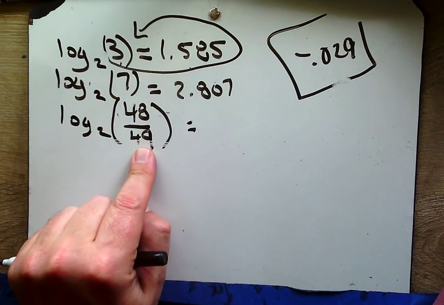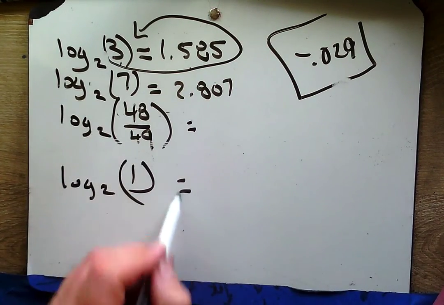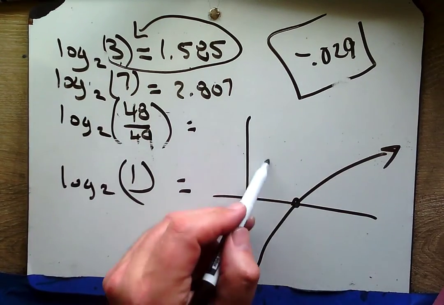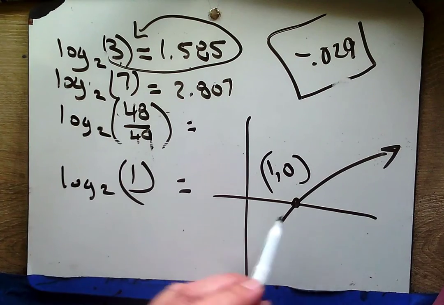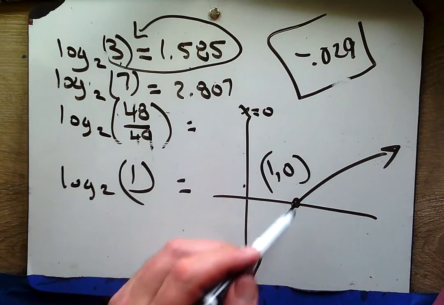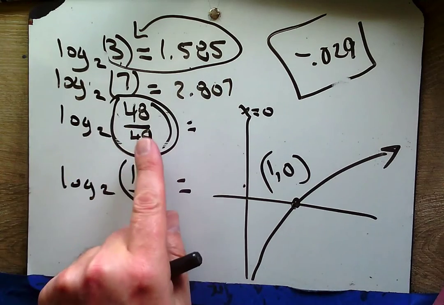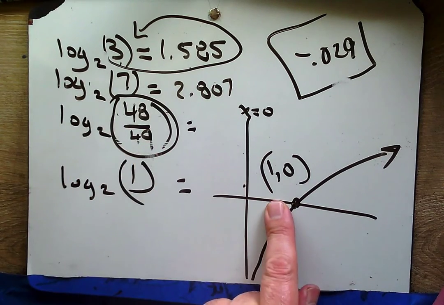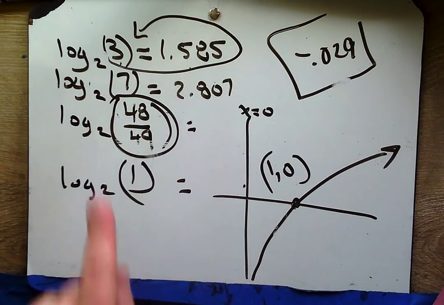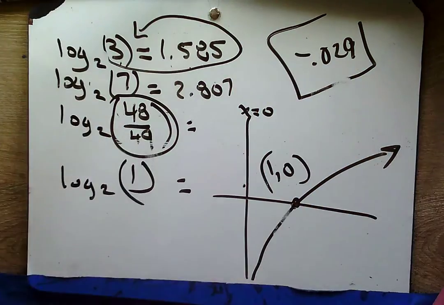Now, I do want to say something about that answer and why I expect that answer. This is less than 49 49ths. 49 49ths is 1. I know from my graph of log that this point is 1, 0. And between x equals 0 and x equals 1, all the log values are down here. So this is less than 1 over here, and therefore that's going to be equal to a negative number. Because I'm very close to this, it's only a slightly negative number. Okay.